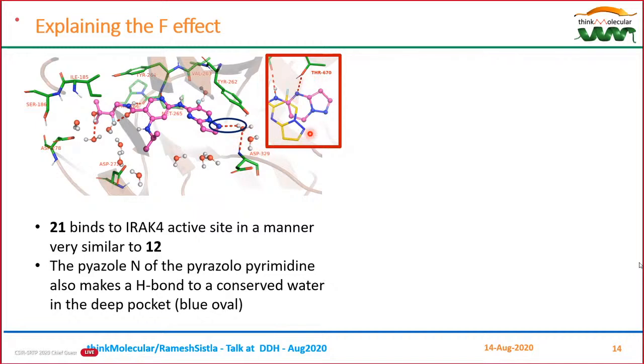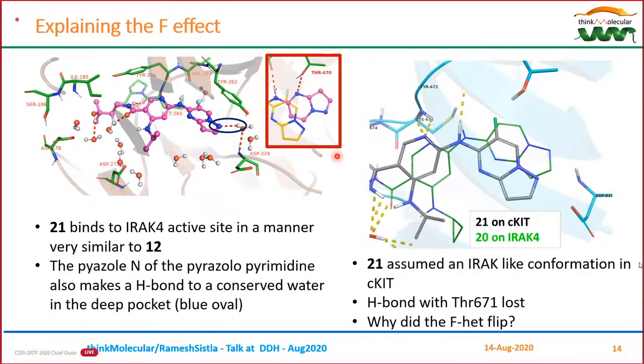Now if you look at the c-KIT binding mode, obviously with compound 20, it was in this fashion. But with compound 21, even the c-KIT binding mode actually flipped. I'll talk a little bit more about that. So if you look at the binding mode of 21 and 20, the 20 on IRAK4 is like this. 21, because of the fluorine, also assumes an IRAK4-like binding on c-KIT, but this is not a very productive binding because we have lost interaction with this threonine, and this compound is also somewhat more displaced. So therefore, this guy lost activity on c-KIT. That was our structure-based rationalization for this.